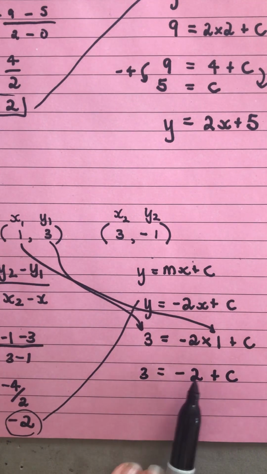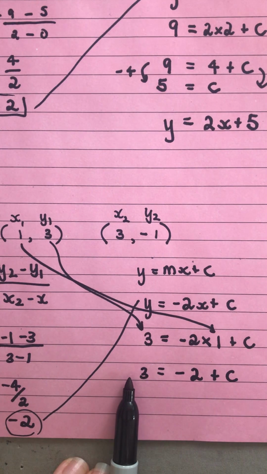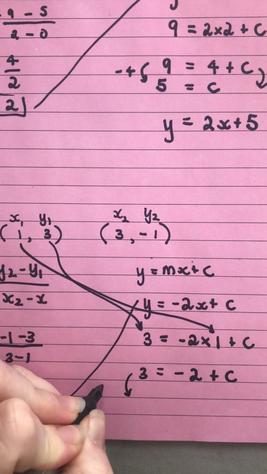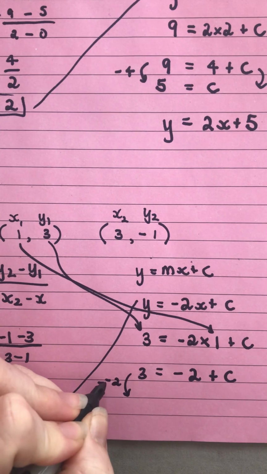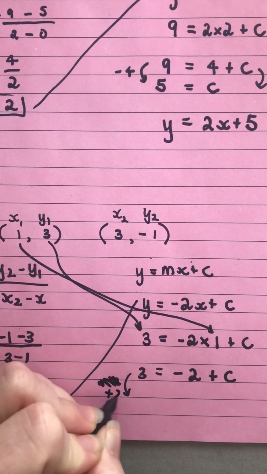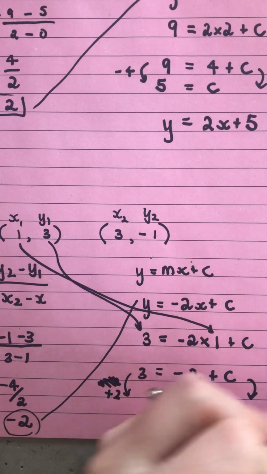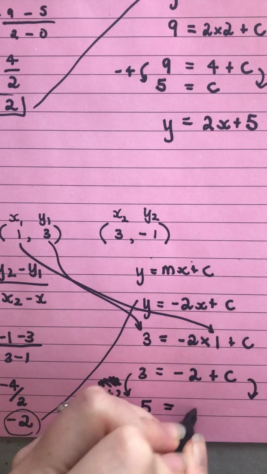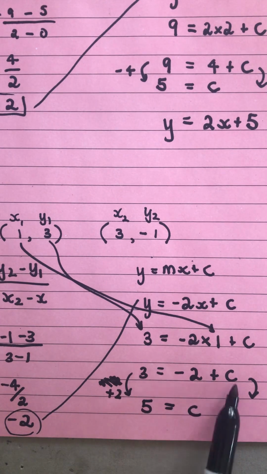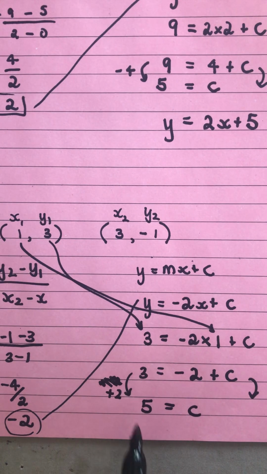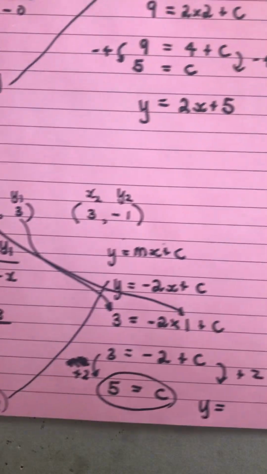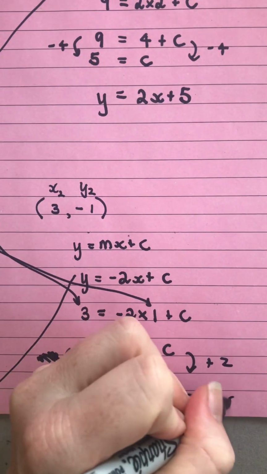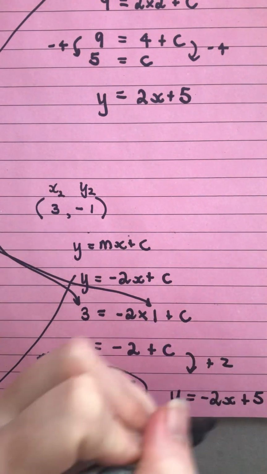So what do we have to add to negative 2 to give us 3? If we're not sure how to work that out, what we can do is take away negative 2 here, which is the same as adding 2, plus 2. And when I plus 2, I get 5 is equal to c. And I can do a quick check and say negative 2 plus 5, yes, that will give me 3. Then I'm going to grab those two pieces of information. My m is negative 2, my c is equal to 5, and I can write my equation, I'm going to squish it in down the bottom here, y equals negative 2x plus 5.